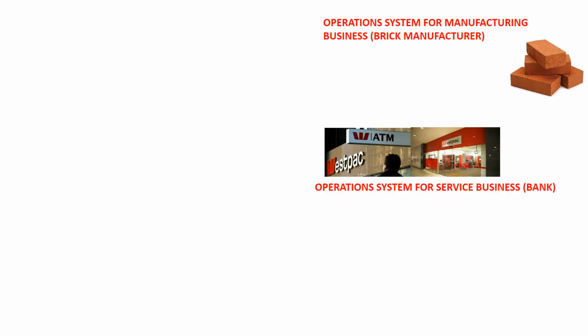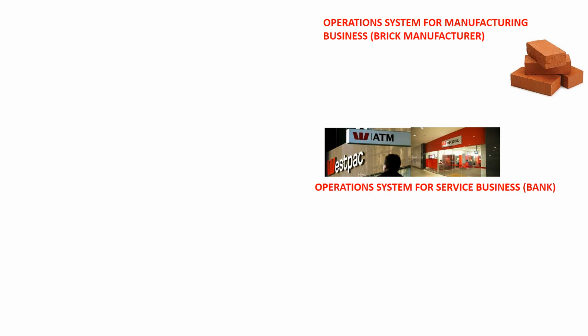This slide describes the operations system for a manufacturing business, in this case a brick manufacturer, and the operations system for a service business, in this case a bank. Both operations systems consist of 3 stages, that is, inputs, transformation, and outputs. But these are very different as between the 2 businesses.